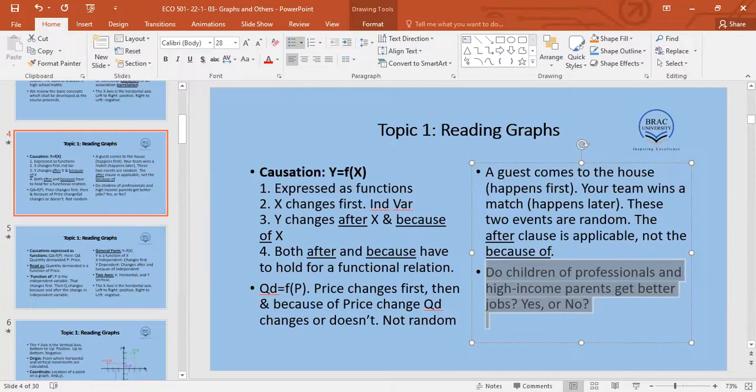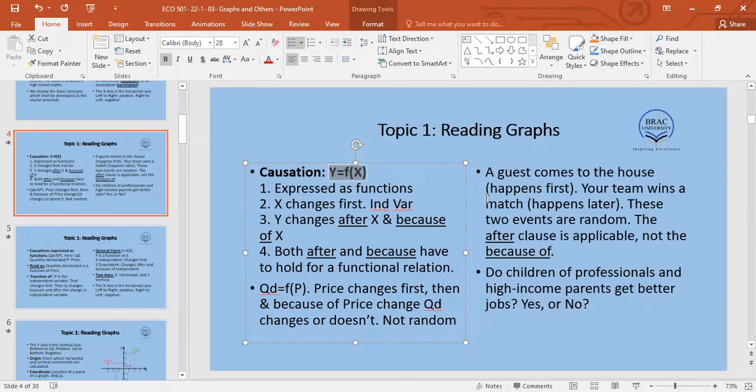But if we frame the question like this, if the price of something goes up, we expect people to reduce their consumption, we expect firms to increase their production. এটা একটা functional relationship না? Yes, sir.